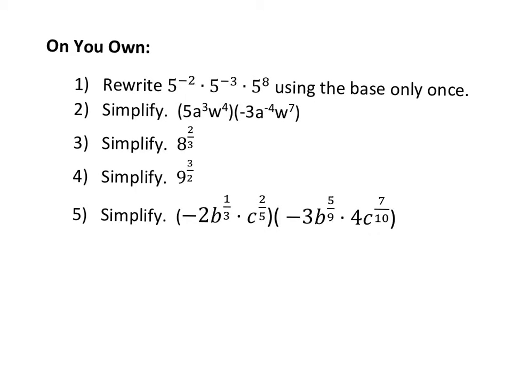Okay, this is lesson 7-2, the on your own problems. So we're just going to review these real quickly and make sure you're understanding what you need to do here. So when it says rewrite this expression using the base only once, what they want you to do is just make sure you leave the base alone, so keep it as a 5. Don't multiply it and call it 125. A lot of kiddos like to do that.